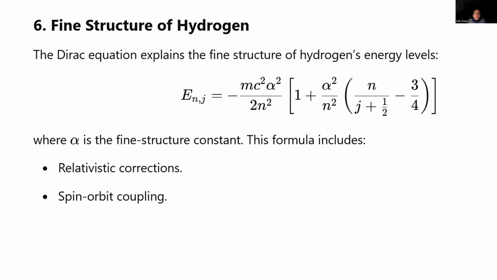So let's see about the fine structure of hydrogen. The Dirac equation is going to explain the fine structure of hydrogen's energy levels. Prior to this, we worked with some equations that were really rather simple, but these are some more serious equations that could be used instead. Notice that we have some of the information about the quantum numbers in here. So alpha is the fine structure constant, just right here. And then this formula includes relativistic corrections and also the spin-orbit coupling.